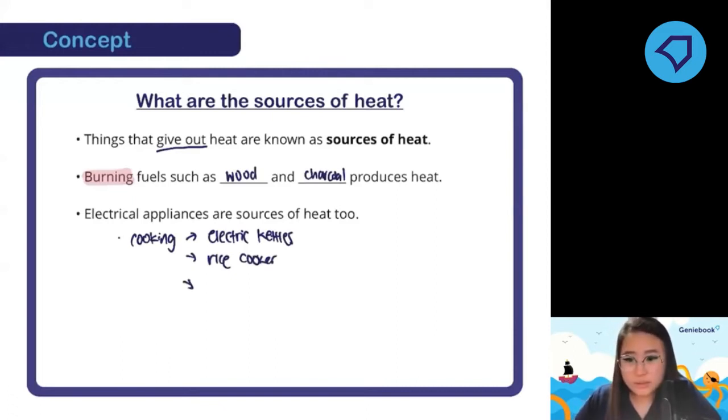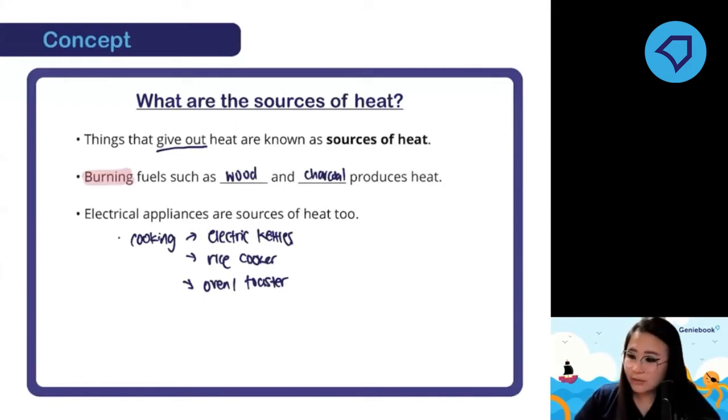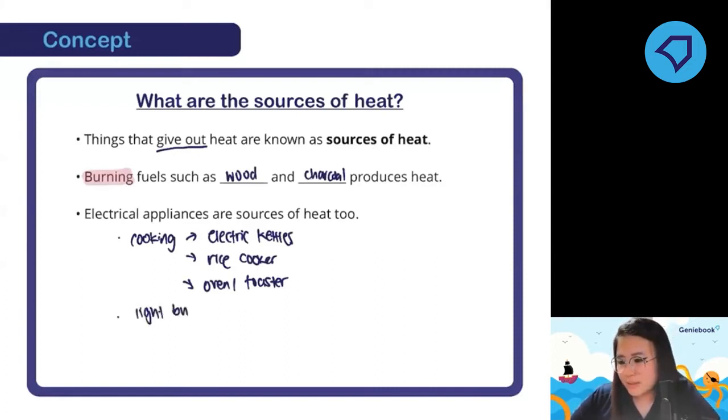And what else? You have an oven or toaster. All these are good sources of heat. And then there are other examples that are not super obvious. One example could be light bulbs. Light bulbs are a little further away from you, so you may not be able to feel it. But when you switch on the light bulb for a very long time, it actually warms up. So that would actually give out heat as well.